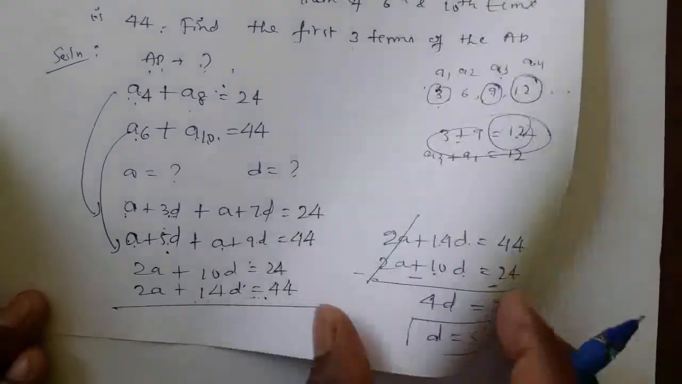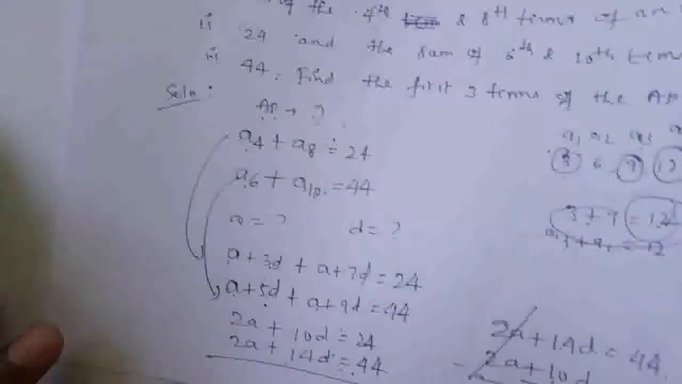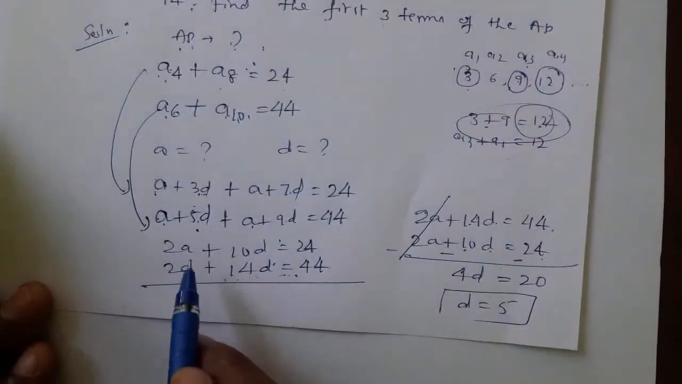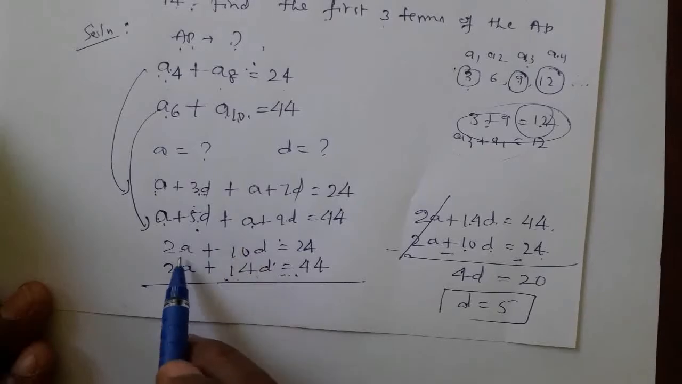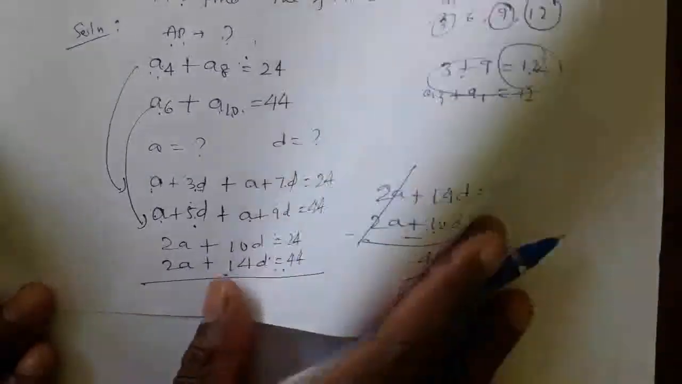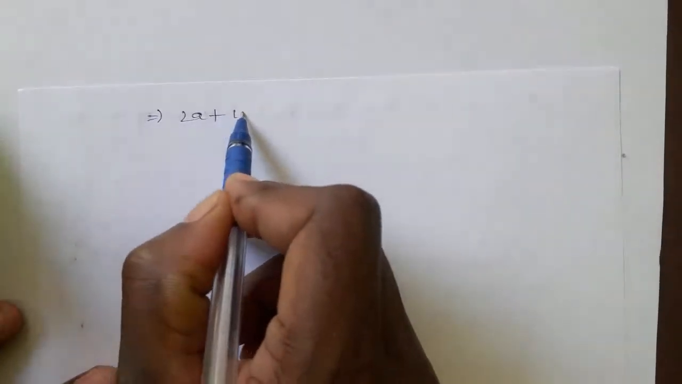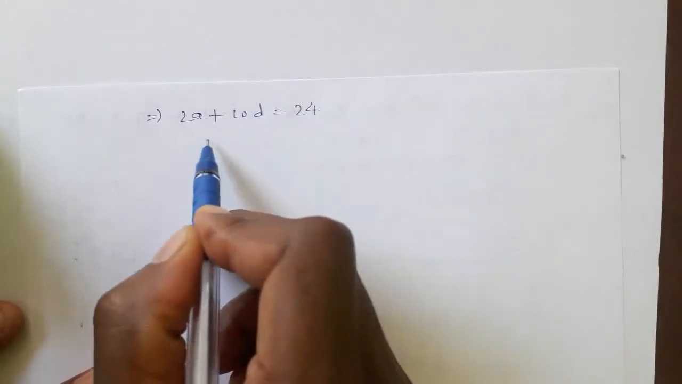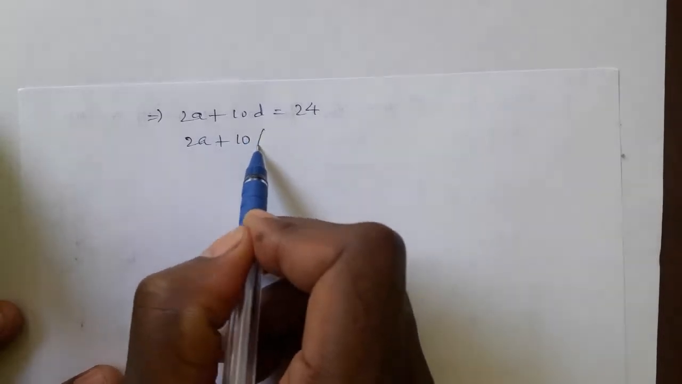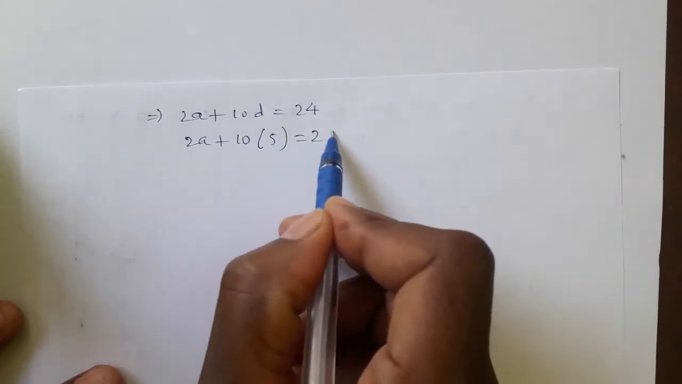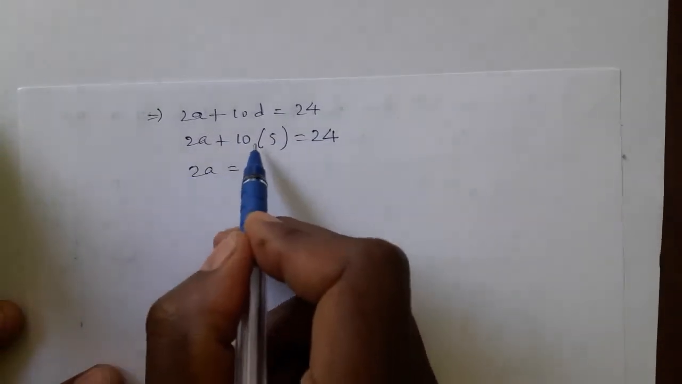Look at the D value we got. After the D value we go for the A value. How to get the A value? In these equations choose any one. The first one we will choose: 2A plus 10D is equal to 24. 2A unknown plus 10 into the D value we just got, 5, is 24. 2A is equal to, it is how much?